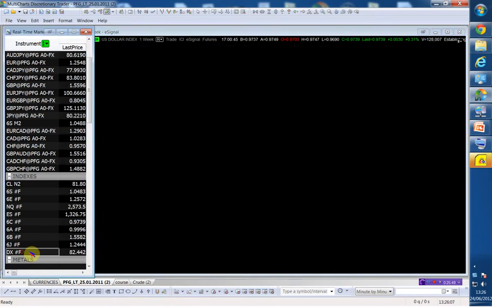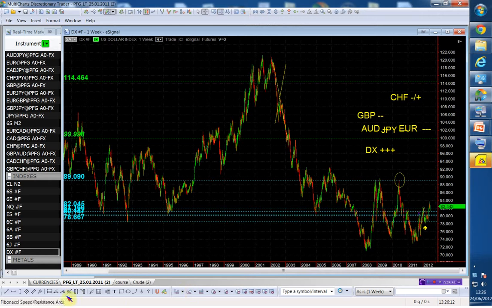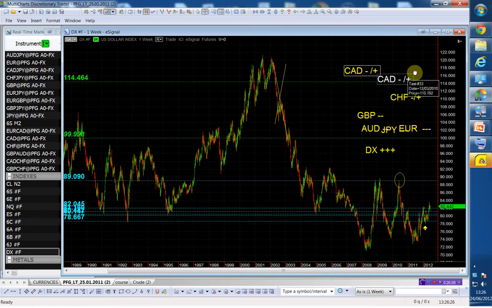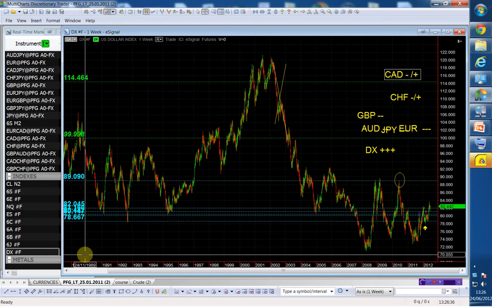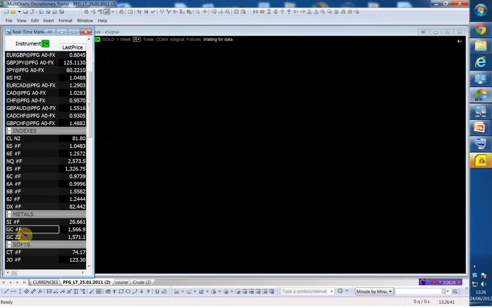So to wrap it up, the CAD and the Swiss are neutral or negative, and they will be the last ones we're going to look at. But just quickly, let's take a look at the precious metals.